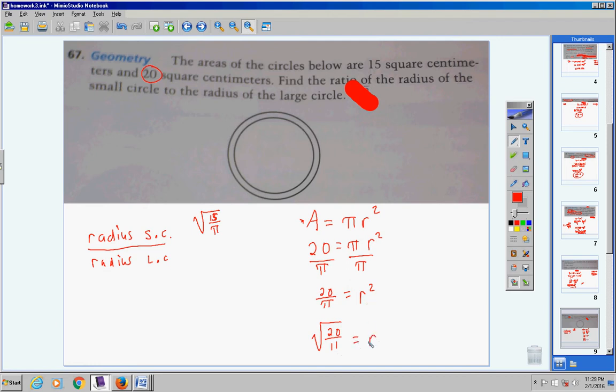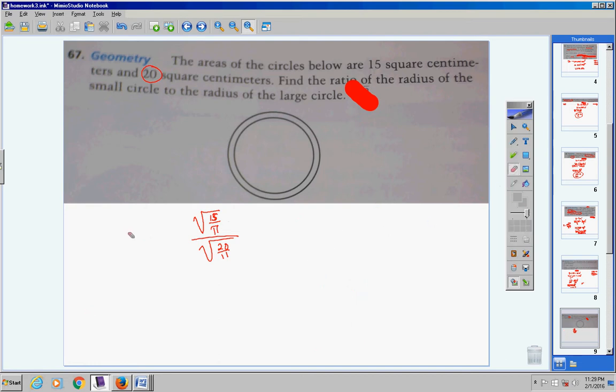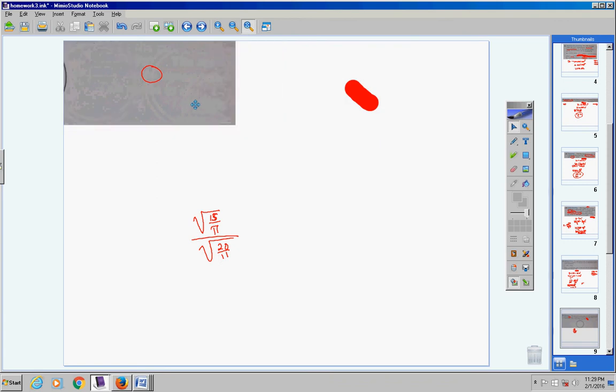The square root of r squared is r. The square root of this would be this. So now that goes in the bottom of my fraction over here. So guys, we did it. Now we're not quite done, but look what we did. We got the radius of the smaller circle over the radius of the larger circle. All that we have to do now is simplify. That's it. We can do that, guys. It's not difficult at all. We can definitely do this.